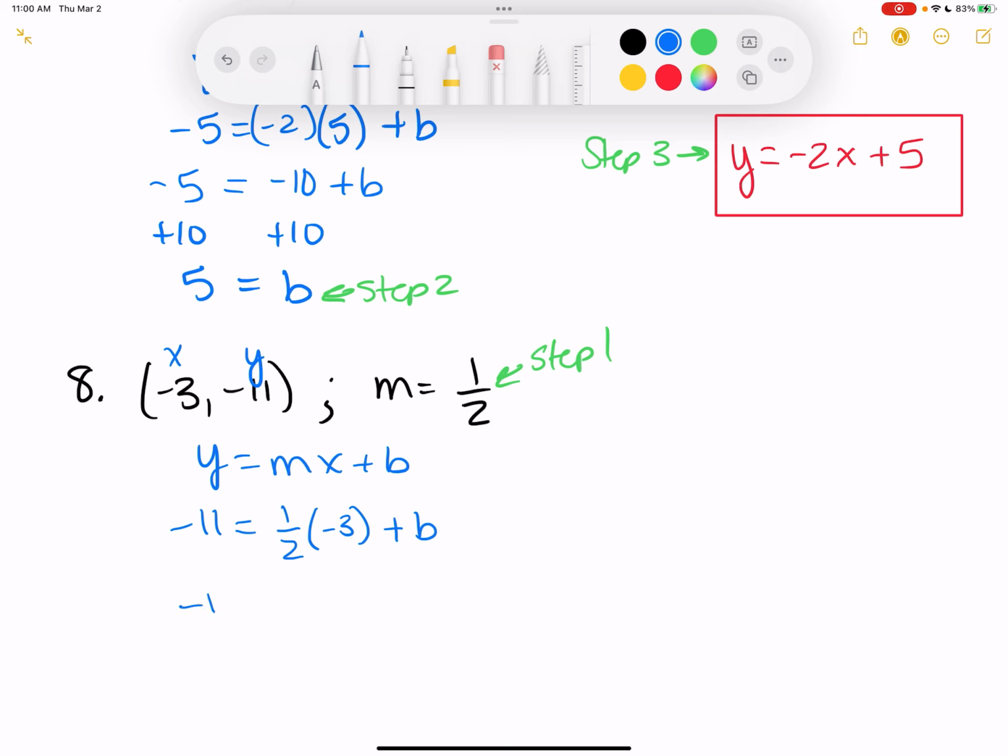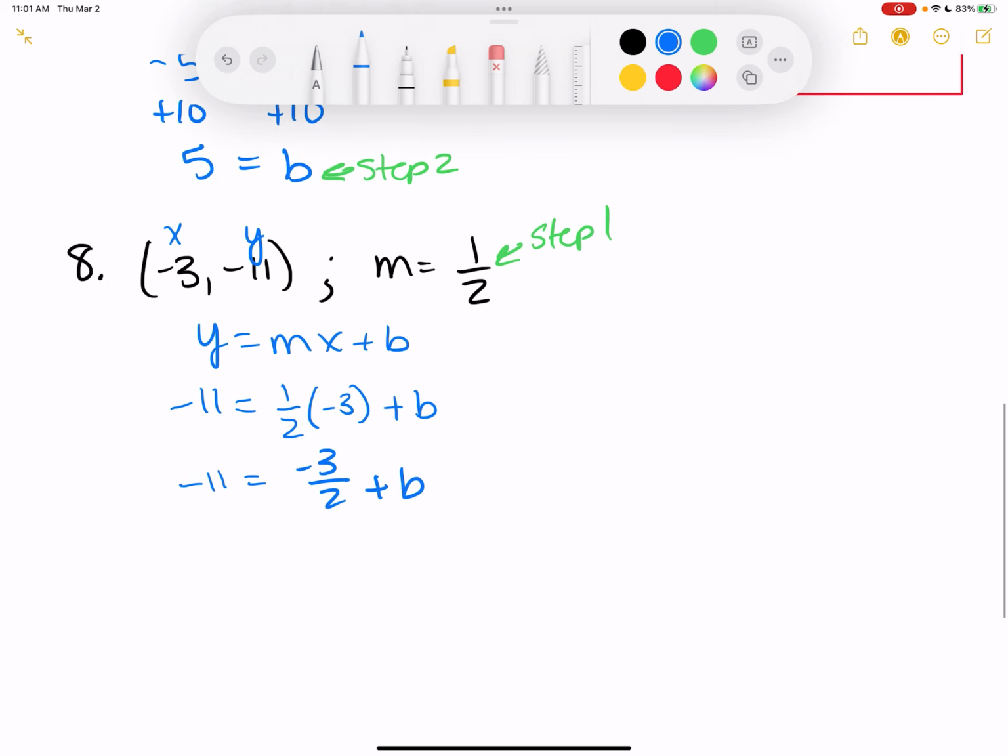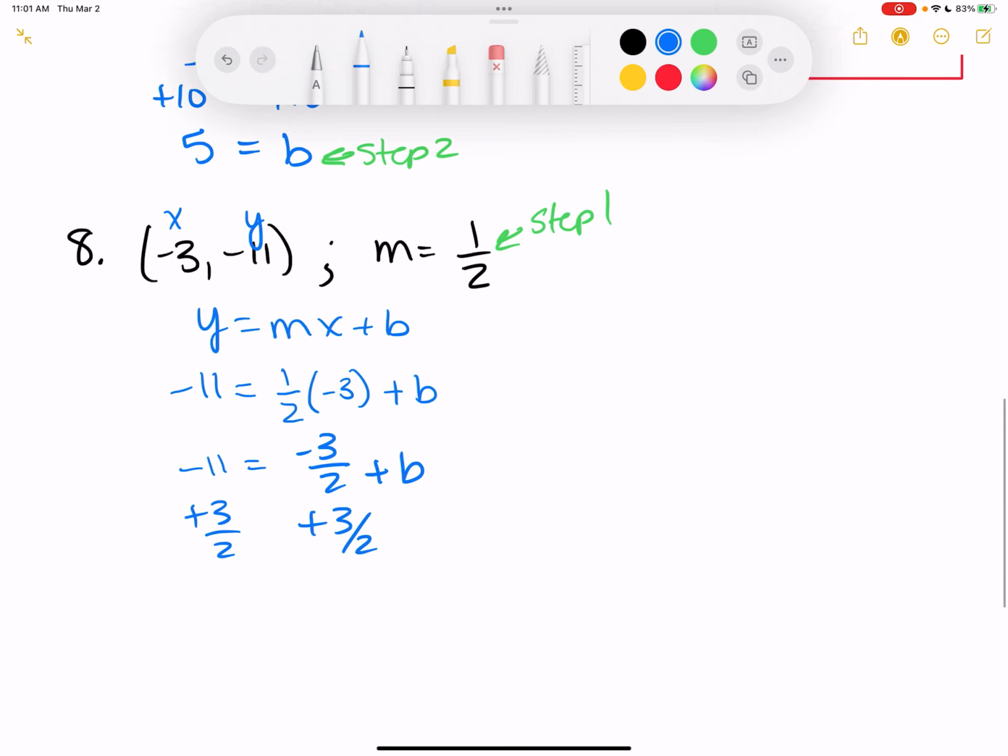So negative 11 is equal to 1/2 times negative 3, which is negative 3/2, plus b. I'm going to move this over, so I'm adding 3/2 to both sides. So now I have negative 11 plus 3/2 is equal to b. Now, if I want to add things together, what do they have to have if they're fractions?